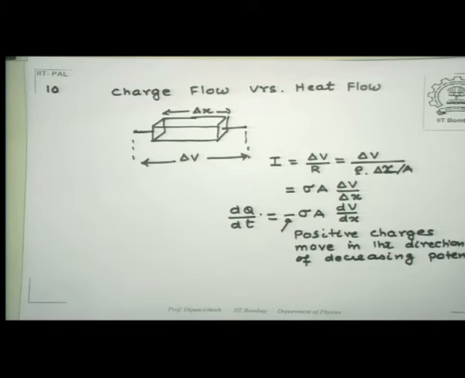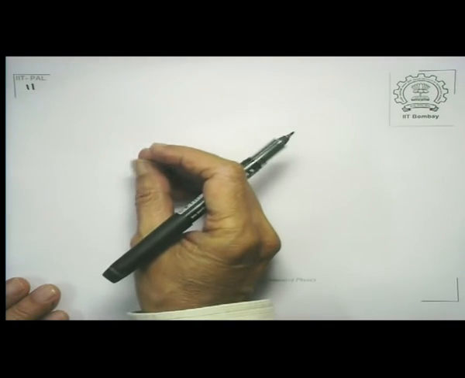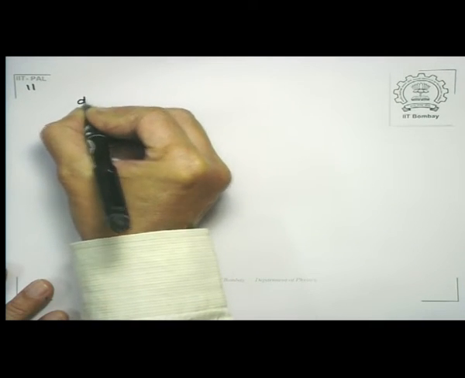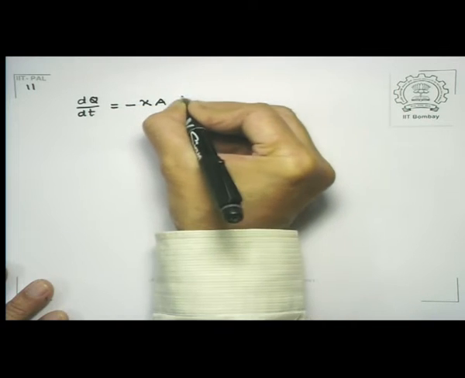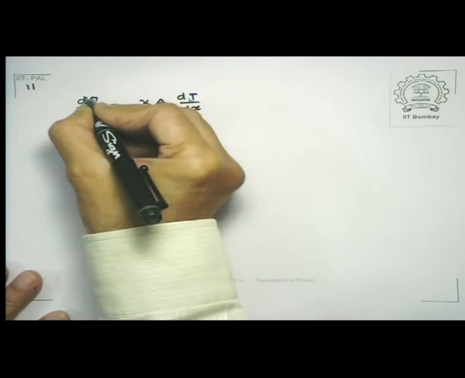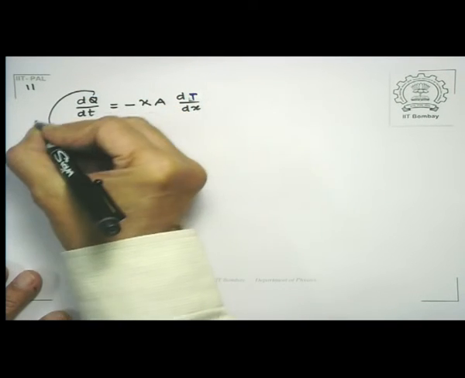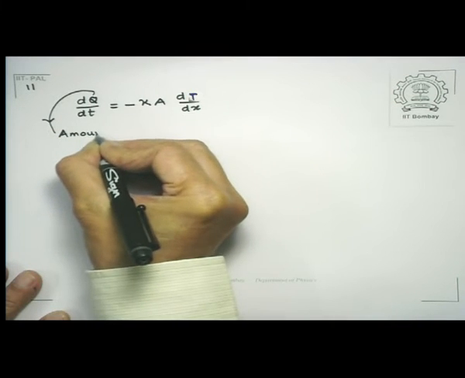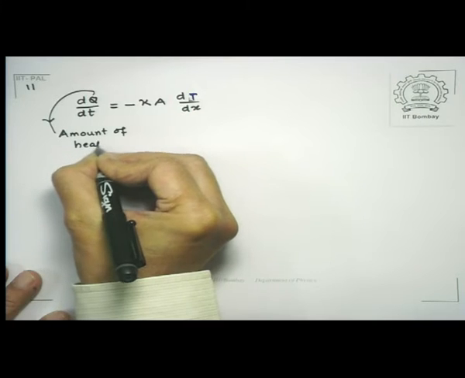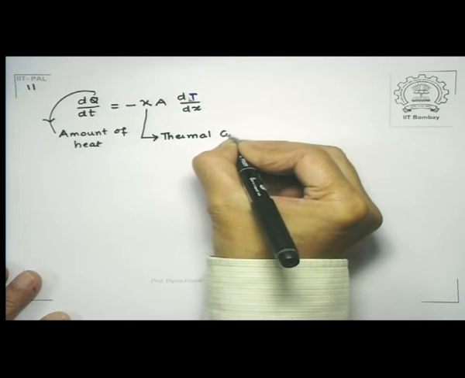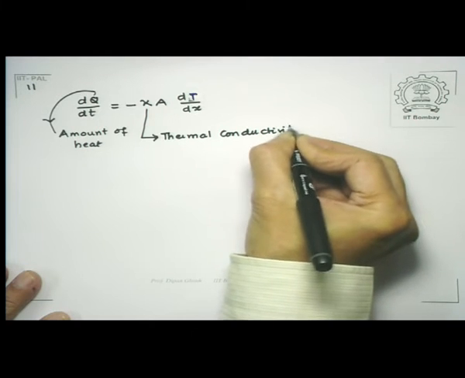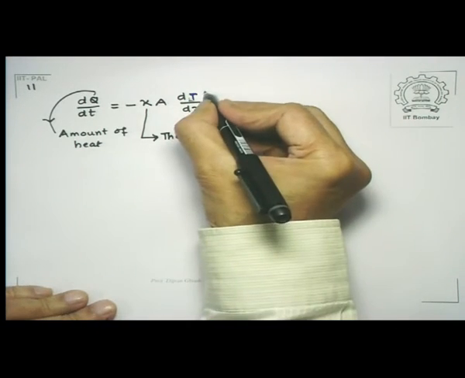Now let us look at what statement I can make about heat flow. If you recall your discussion when you discussed heat conductivity, you will realize the equation for heat transport was given by dq by dt is equal to minus kappa A times the temperature gradient, where this q in this case is actually the amount of heat instead of charge as we are discussing now. Kappa is known as thermal conductivity, A is of course the cross sectional area, and this is a temperature gradient.